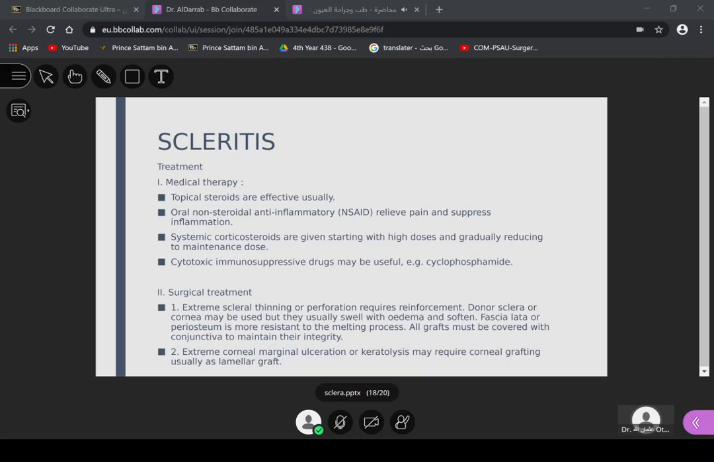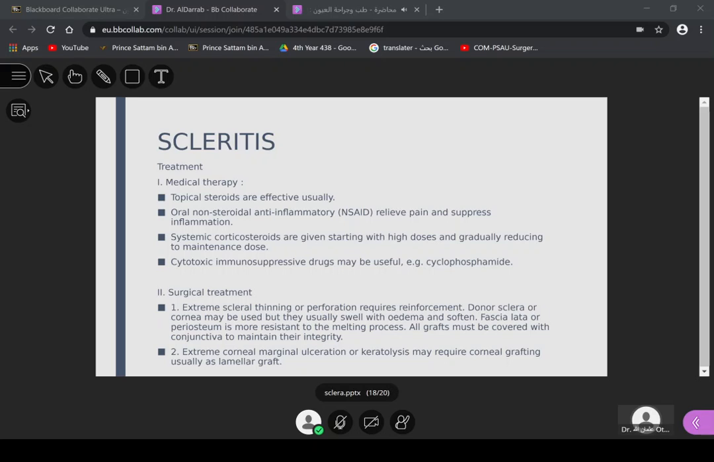Medical treatment: we can use topical steroids for mild cases of scleritis. Topical steroids will do. Oral NSAIDs like ibuprofen again can do. We can use systemic steroids, not only topical, for scleritis, but you should rule out what? You should rule out infection first. Then we can use cytotoxic immunosuppressive drugs, something more than systemic steroids, like cyclophosphamide.